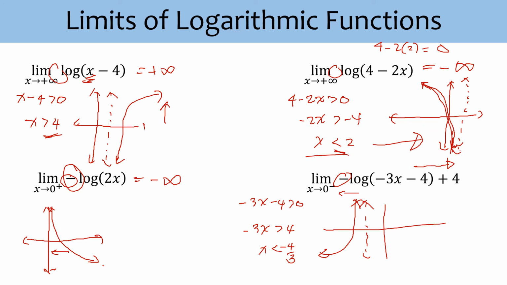All right. So here it says x approaches negative 4 thirds from the left. But the value is here, right? The direction is going that way, the value of x. So how does the function behave? The function is going up indefinitely. So therefore it's a positive infinity.